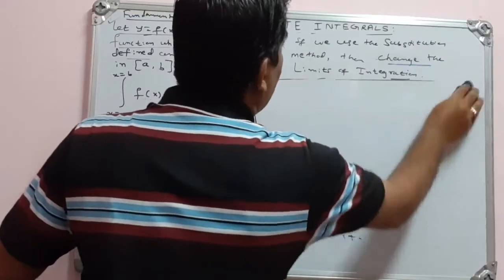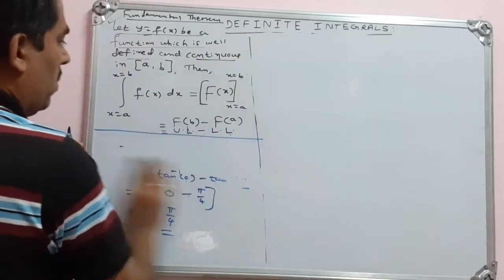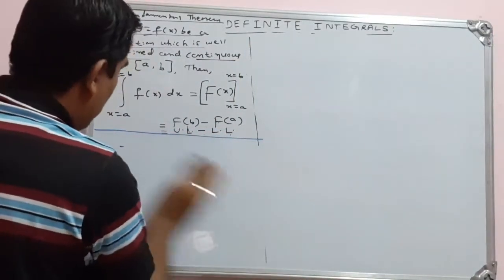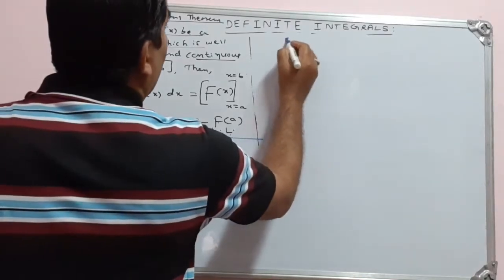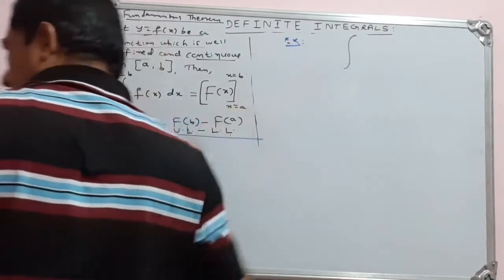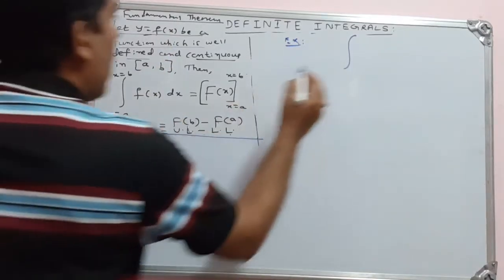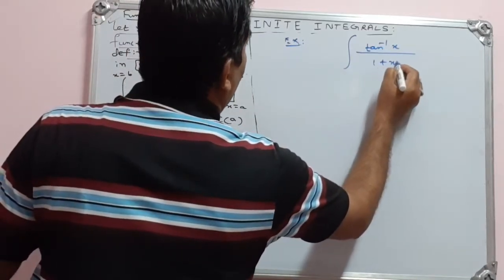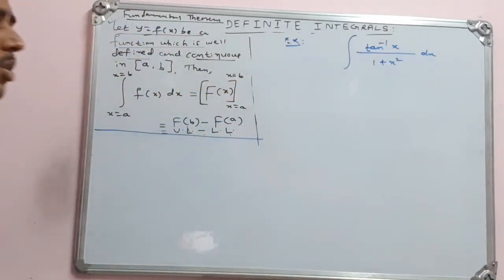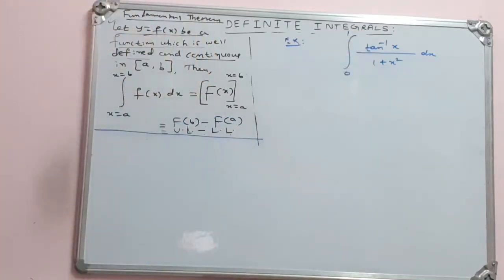In this I have used the substitution method. So let us consider another example. Integrate tan inverse x divided by 1 plus x square. Observe this carefully. Limits have been given as 0 to 1, and we have to integrate this.